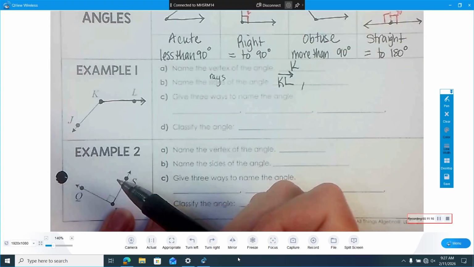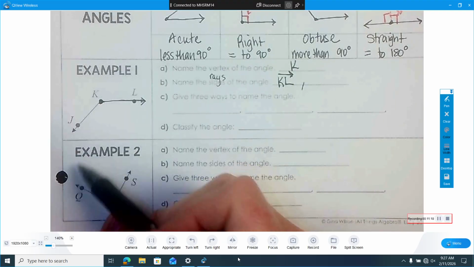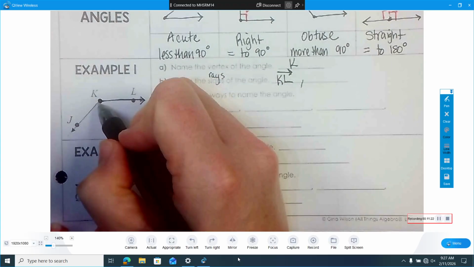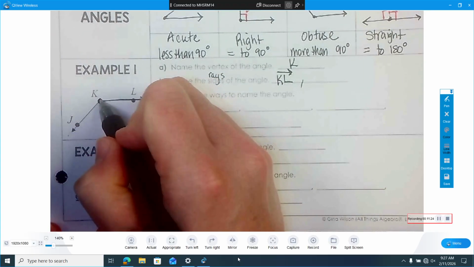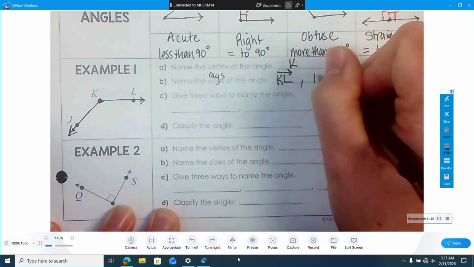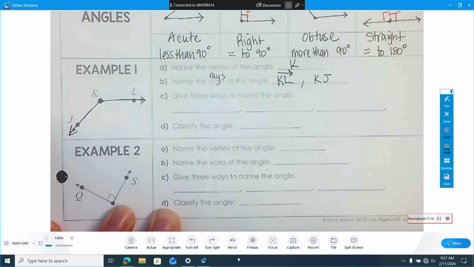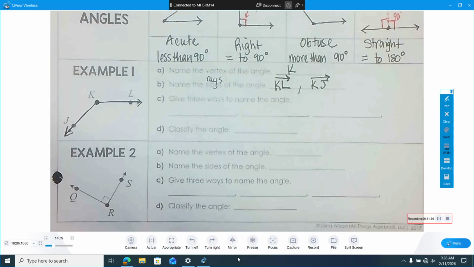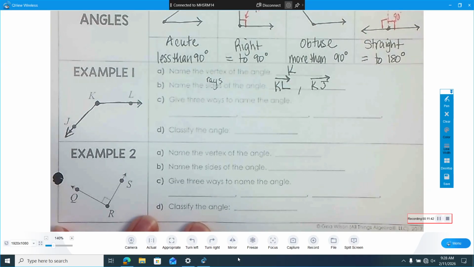Now there's another side. What's the other side on this angle? KJ, very good. And again, it starts here at K. That's its initial point, its starting point, and then it extends through J. So it starts at K and extends through J, and that arrow always points to the right. So we have special notation, and I want you to pay attention to that special notation.